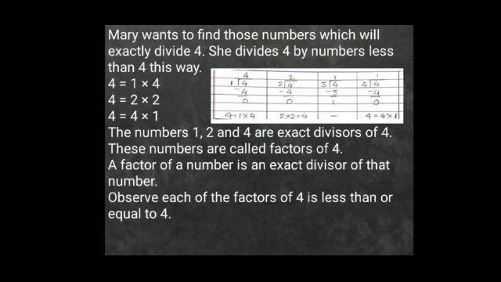A factor of a number is an exact divisor of that number. And observe, each of the factors of 4 is less than or equal to 4, but not more than 4.